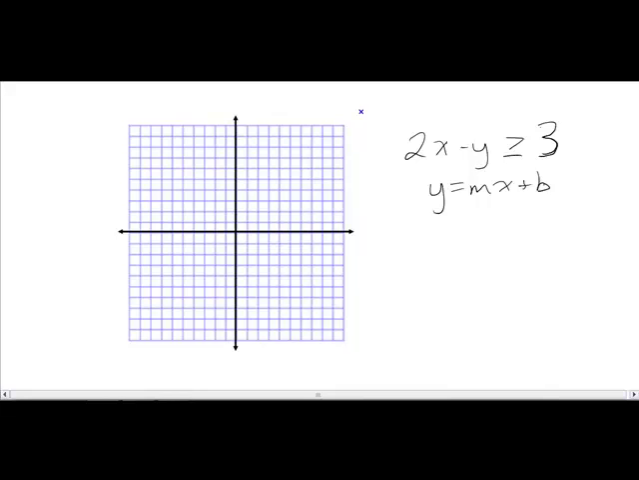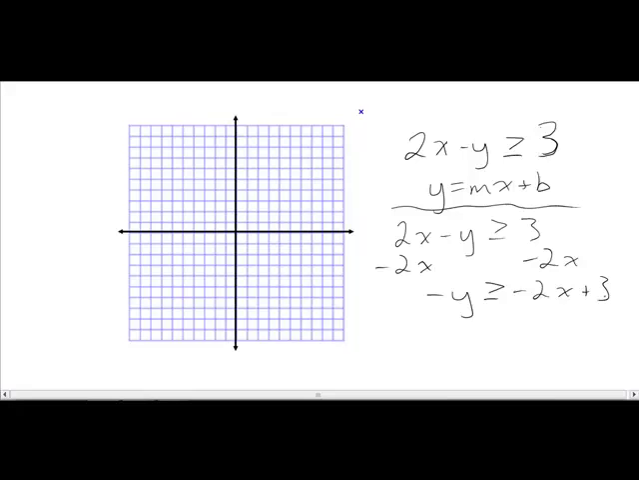Okay, so let's start by subtracting 2x. Let me rewrite the problem underneath here, because I want to get it in that format. So I'm going to subtract 2x from both sides. When I do that, I'm going to have negative y is greater than or equal to negative 2x plus 3. I canceled this 2x out.